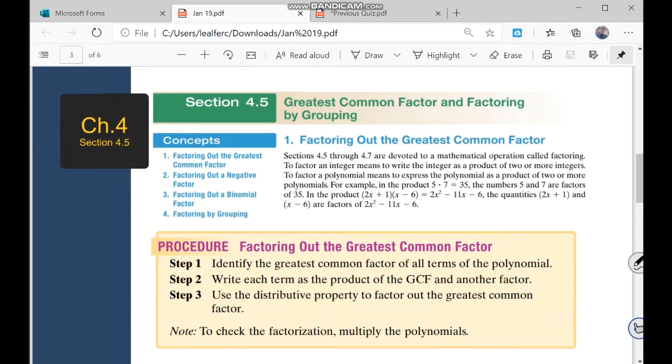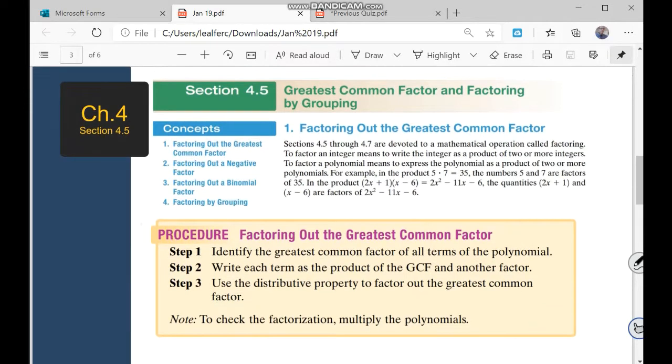Because now we are starting a new topic. It's about factoring polynomials. And we will start by finding the greatest common factor. Check this out. We have an explanation. We have a text here. I'm not going to ask you to read. I will not go over this definition. Let's go straight to the procedure.